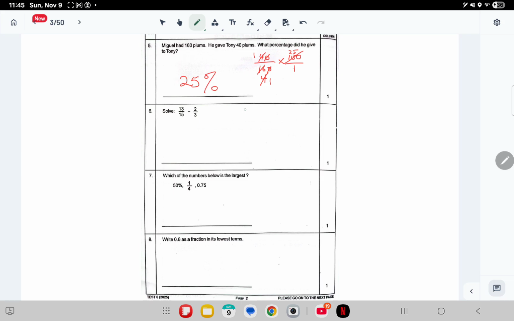Alright, number 6, we have two fractions with different denominators. We realize one is a multiple of the other, so we could simply make all the same denominator. We know we could make the 3 into 15 by multiplying by 5. Whatever we do in the denominator, we need to do in the numerator. So this becomes 13 over 15, take away 10 over 15. Alright, the denominators are the same, so all we need to do is subtract the numerators. 13 take away 10 is 3 over 15, which is the same as 3 into 3, 1. 3 into 15 is 5. 1/5.